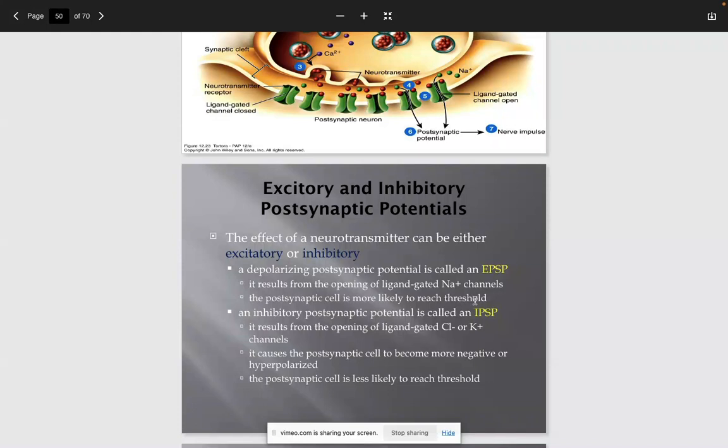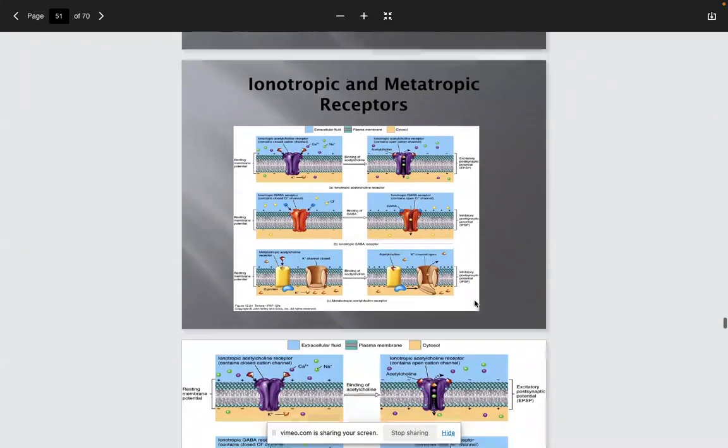Now the opposite of this would be an inhibitory postsynaptic potential. This results from the opening of ligand-gated chloride or potassium channels. It causes the postsynaptic cell to become more negative, or hyperpolarized. So again, an inhibitory postsynaptic potential results in the opening of potassium channels, which results in hyperpolarization, which just means the cell becomes more negative. I hope you guys are getting this.